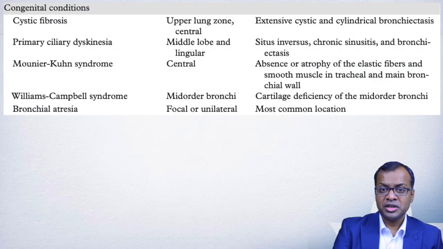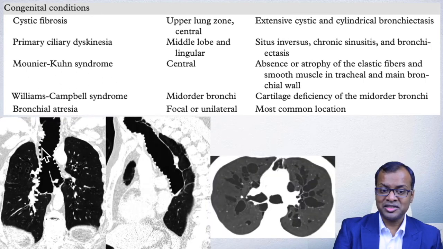The next group of etiologies are those of congenital nature. So you can have cystic fibrosis where there is upper lung zone involvement which goes on to involve diffuse areas. These patients often have recurrent infections as childhood. You can see Mounier-Kuhn syndrome whereby the larger airways such as the trachea are dilated and you get a tracheobronchomegaly in these patients, essentially central in nature, starts at the level of the trachea itself. You can also see bronchial atresia with total absence of bronchi.